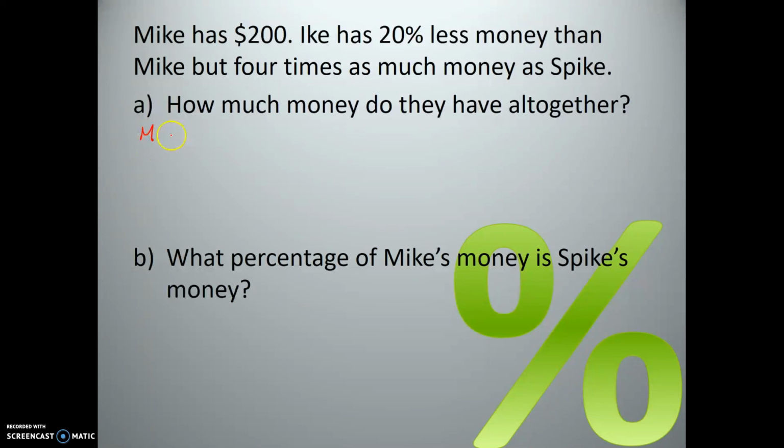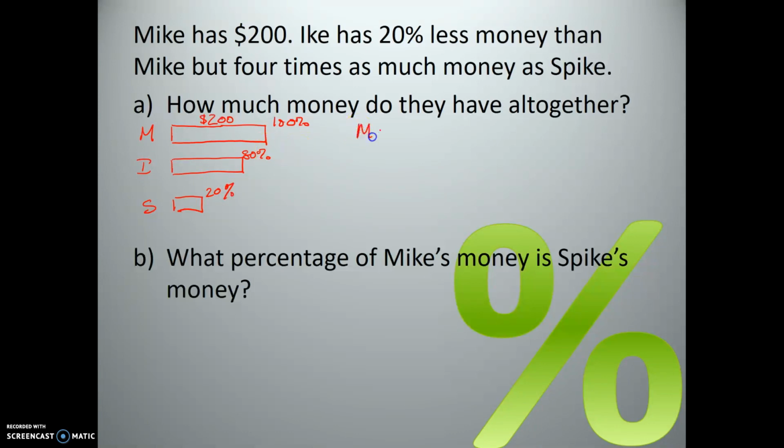So we have Mike, and he has $200. And since Ike has 20% less, we're going to give Mike 100% here. And if Ike has 20% less, he's got 80%. But 4 times as much as Spike. So if Ike has 80%, that means Spike has 20%. How much money do they have all together?